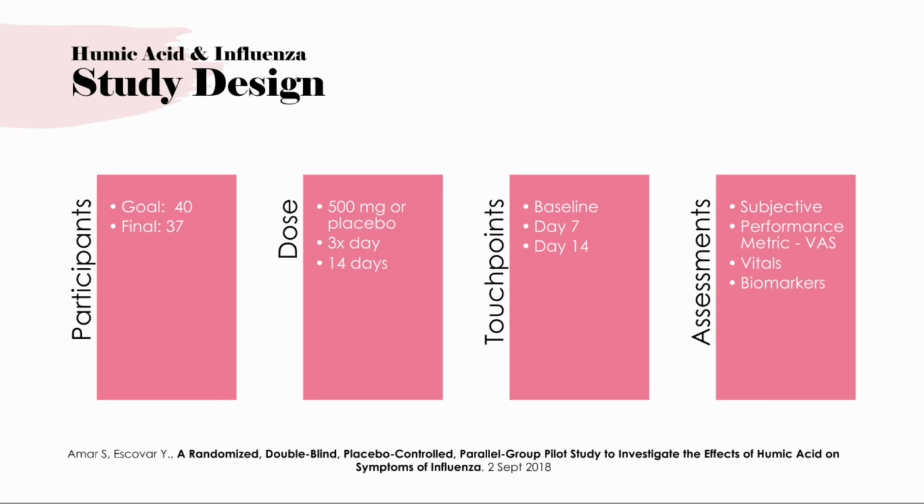So let's look at study design. In this particular study, we started with 40 patients, ended with 37. The dosing of humic acid was 500 milligrams versus placebo 3 times a day for 14 days. Patients were evaluated at baseline and at day 7 and day 14. And the assessments that were run during the study included subjective impressions of how well or unwell someone feels, as well as blood testing and vitals.